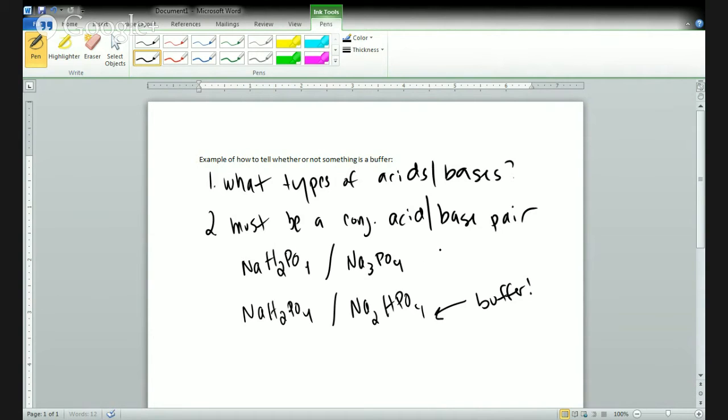The one that would not act as a buffer system is this one, and here's the reason why. A buffer system has to be a weak acid or base that is a conjugate acid-base pair. So when you're given these, if you ever see an ionic compound in front, just cross out the metal ion.